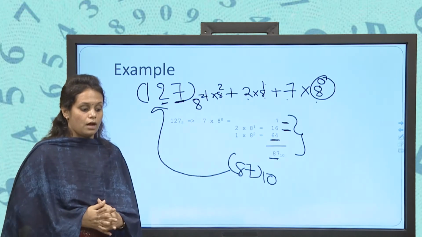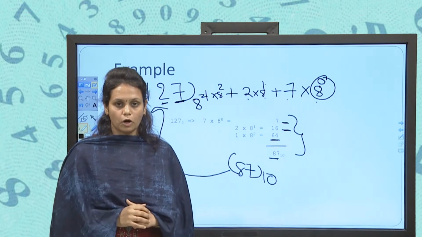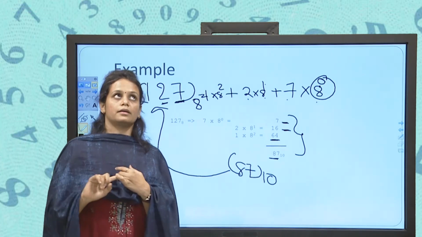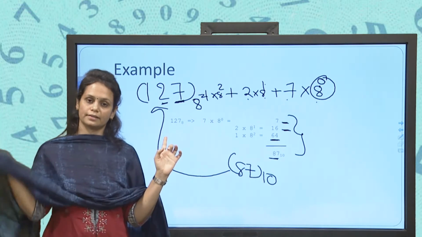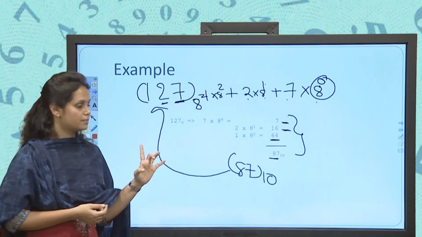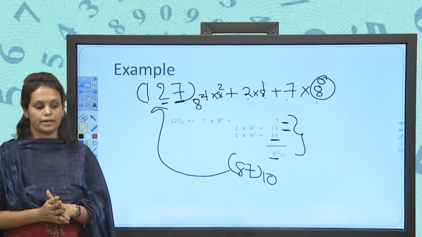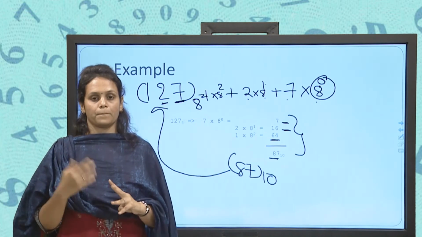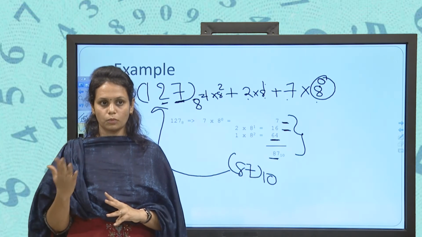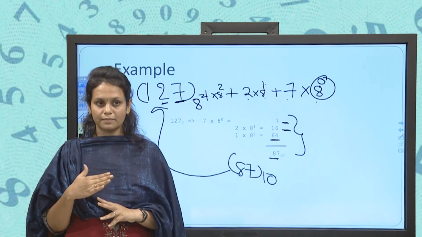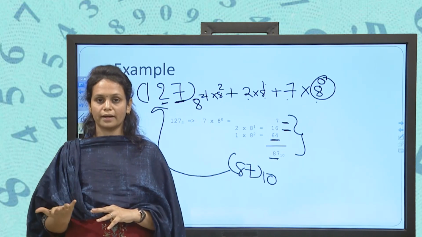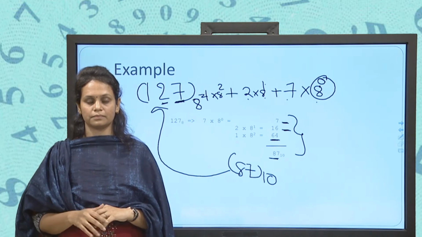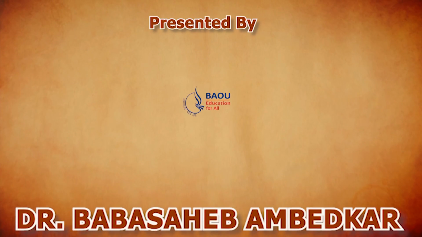In the next lecture we will see the rest of the conversions. Till now we have seen only two conversions, binary to decimal and octal to decimal. In the next session we will see hexadecimal to decimal, decimal to binary, hexadecimal to binary, octal to binary, and so on.